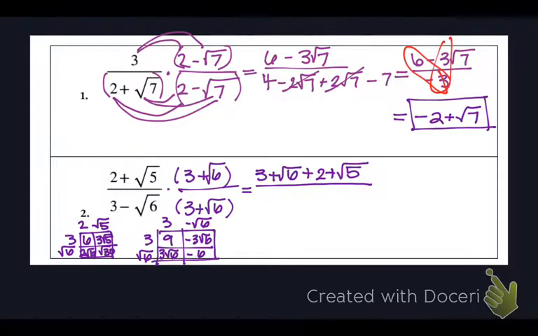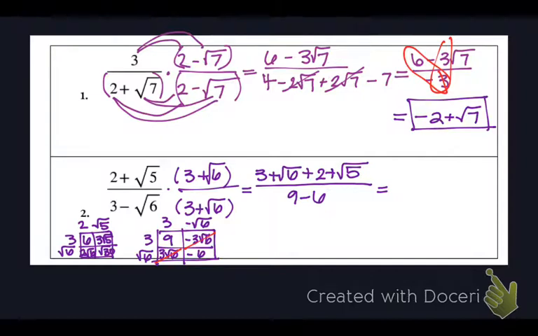So again, these cancel out because I have a positive 3 radical 6 and a negative 3 radical 6. Remember, that's the whole goal of that conjugate. So in the denominator, I would have a 9 minus 6, which we know is going to simplify to be 3. So now I've got to add.